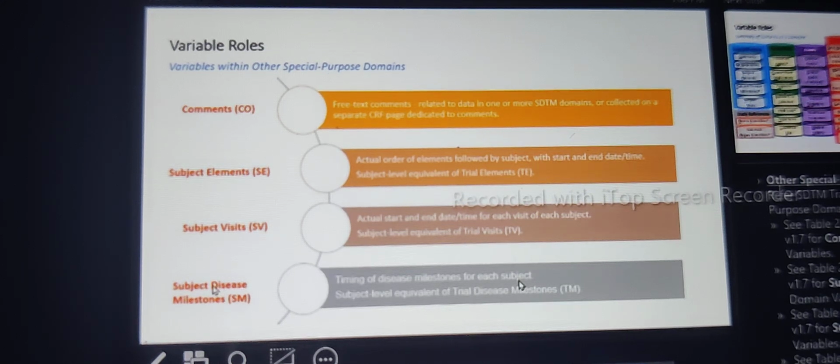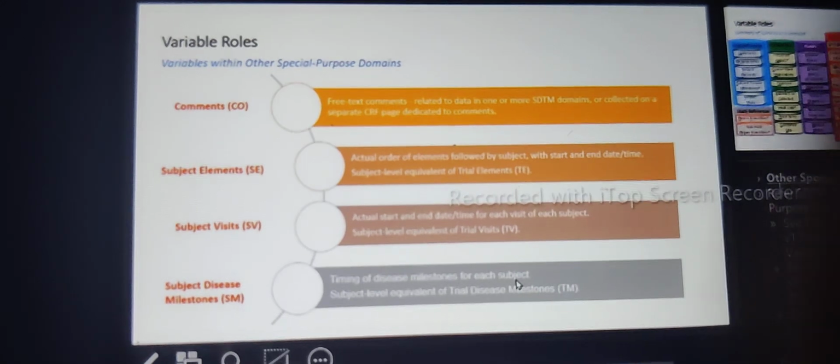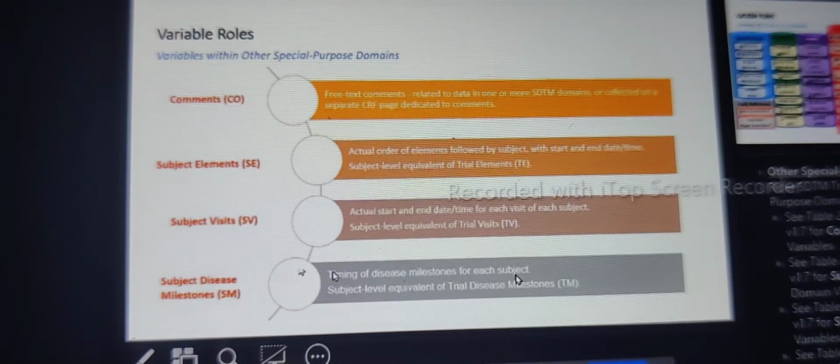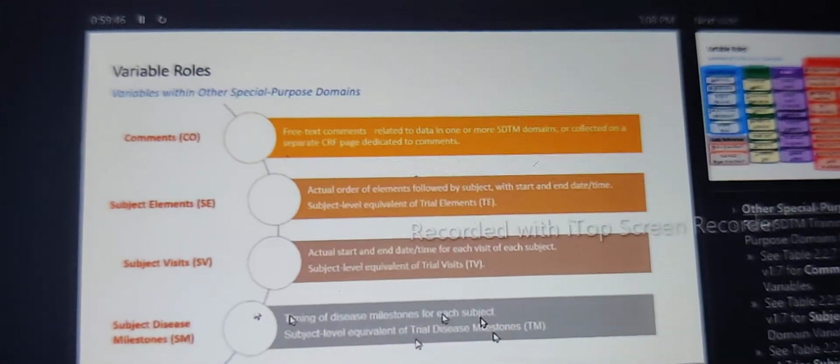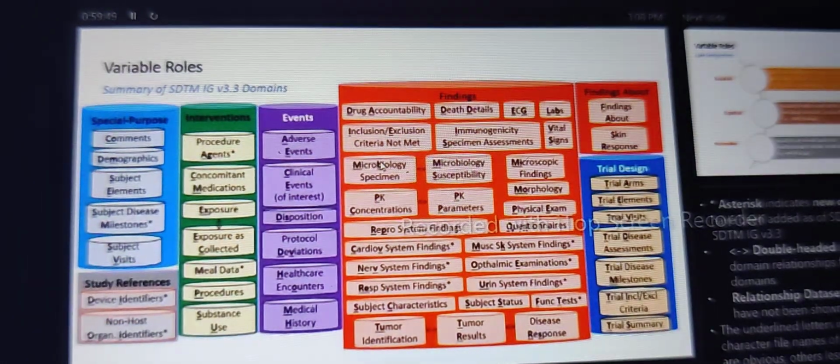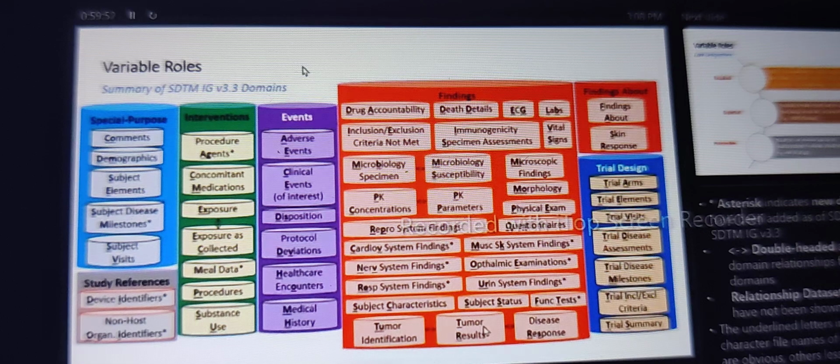Okay, one more thing: subject milestone SM. This is the timing, the milestone for each subject, the subject-level equivalent of trial data sets. It's just a pictorial format of the SDTM 3.3 version. So what all comes under special purpose, interventions, events, study reference, and the findings about. Okay, so the trial designs, all these things.